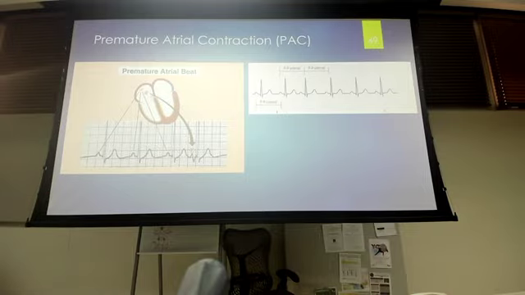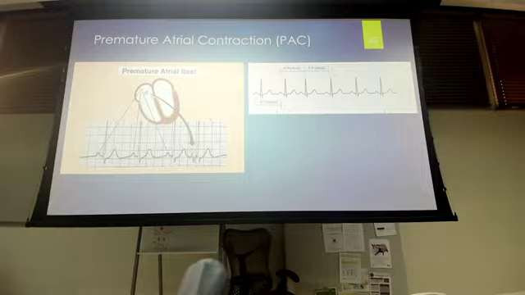So R to R here looks normal, R to R here looks normal, but this next beat is occurring earlier. And we know it's coming from the atria because it has an associated P wave. But that P wave is going to look different than the other P waves. It's coming from a different foci. It's not coming from the SA node.